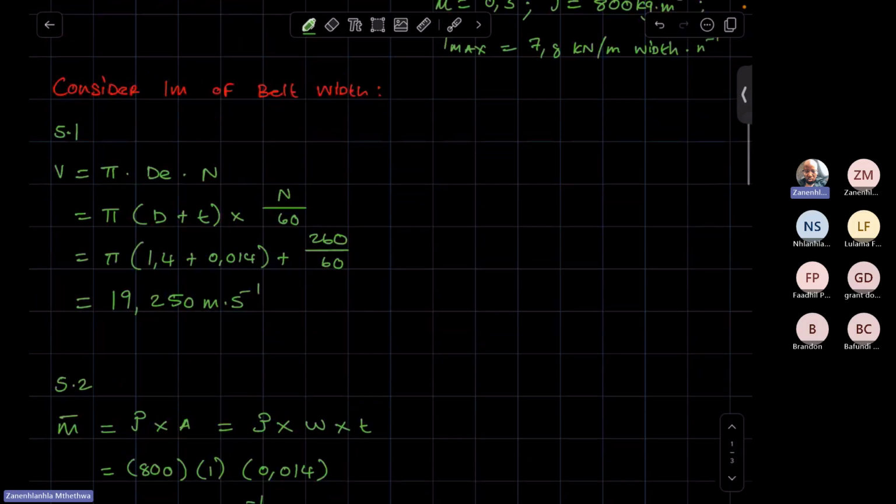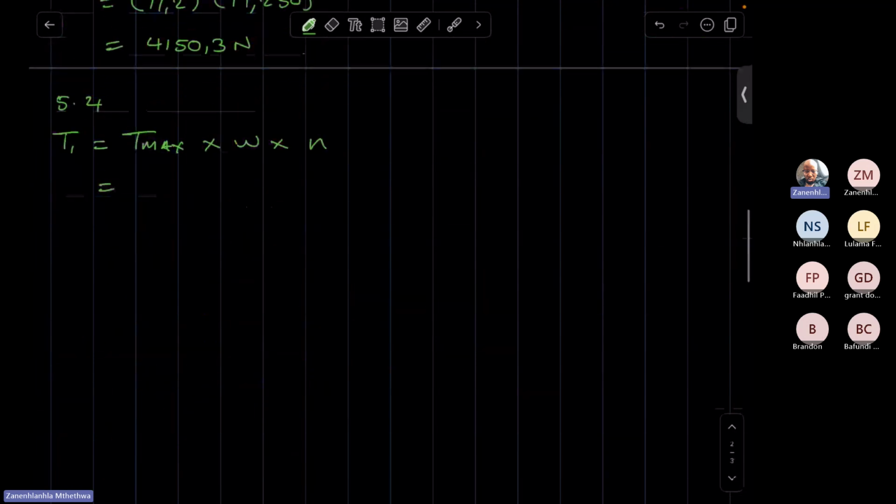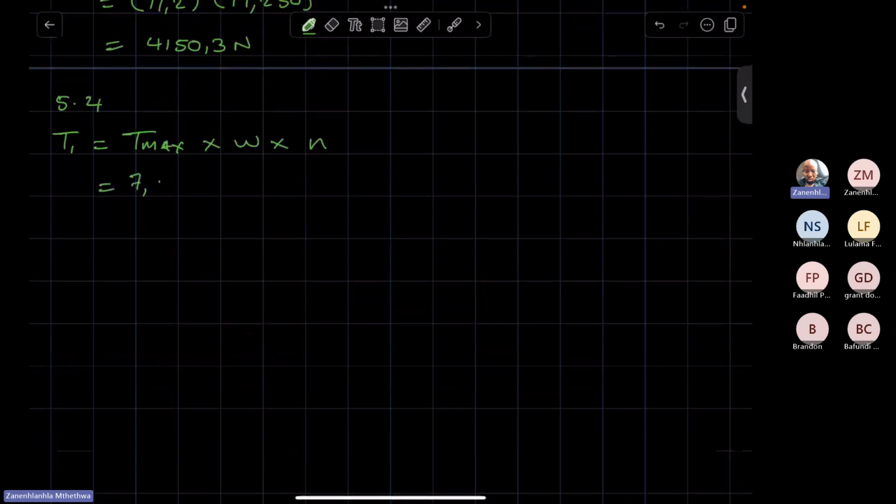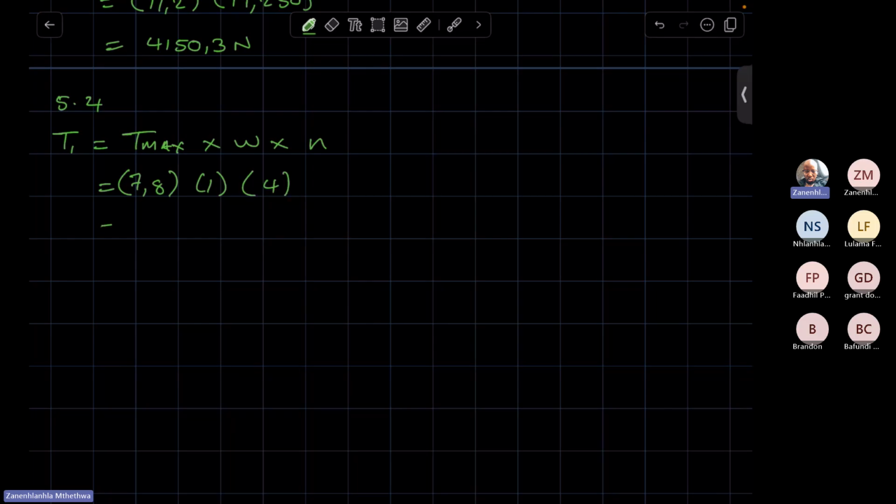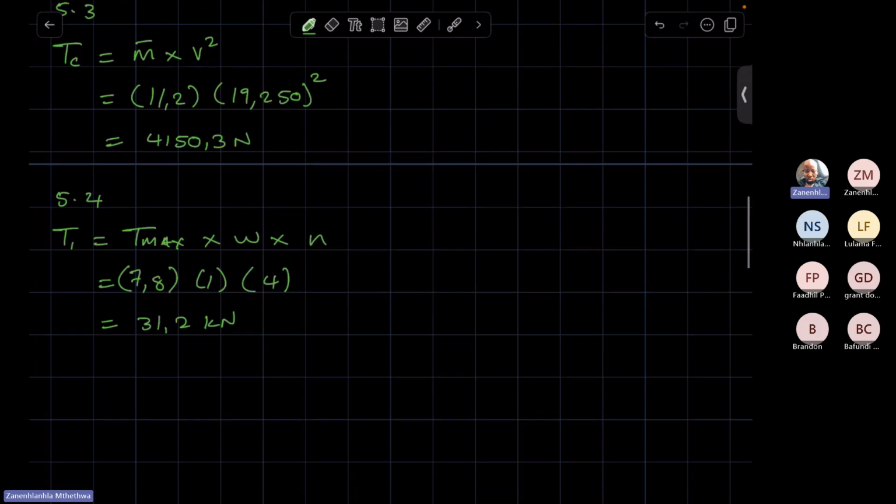Now Tmax here is 7.8 kilonewtons, and we are going to convert this to newtons. Whatever answer we get here will be in kilonewtons, multiplied by the width. We are only considering 1 meter of belt width, so this is one. Number of plies is 4. So 7.8 times 4 gives us 31.2 kilonewtons. Very simple, very straightforward.